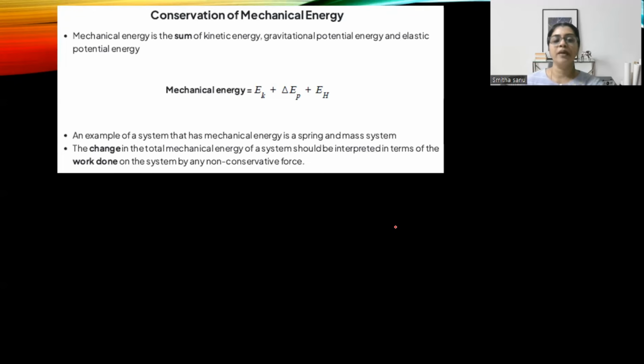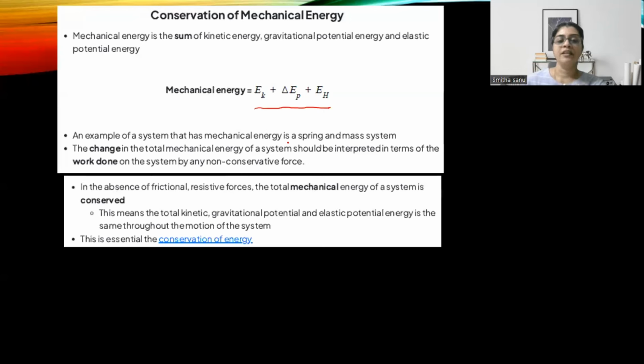What is conservation of mechanical energy? As you can see, mechanical energy is the sum of total kinetic energy and total potential energy. If it is a spring, then it will also have the elastic potential energy. So whenever you have multiple energies, if you add all those energies for that system, then the total energy is called the total mechanical energy. And conservation of energy actually implies that if the external force acting on that system is 0, then mechanical energy is going to be the same before and after the event.